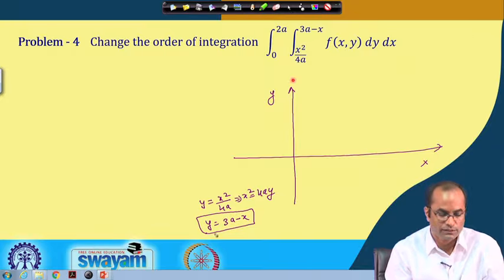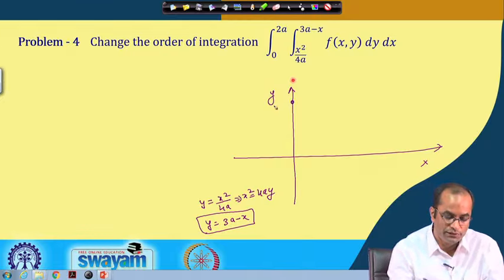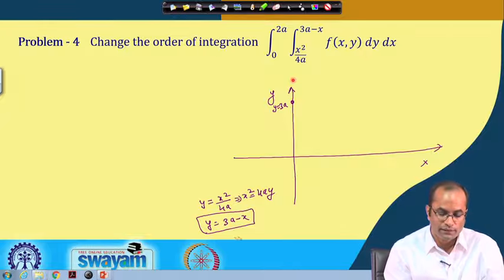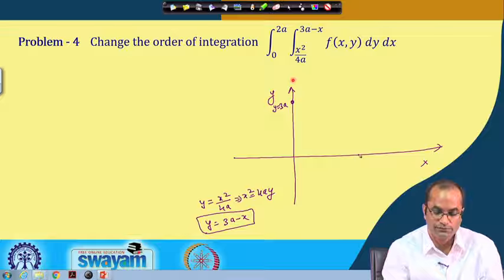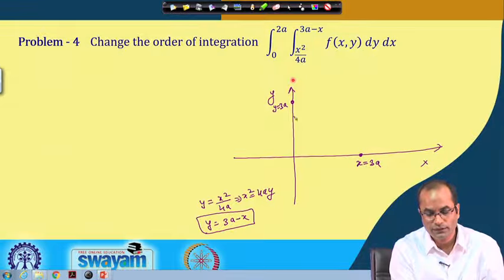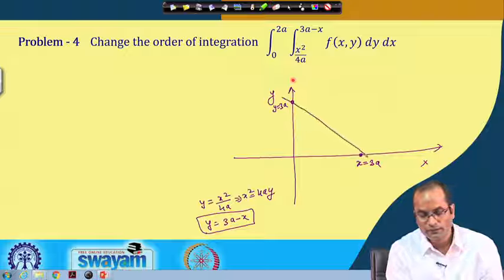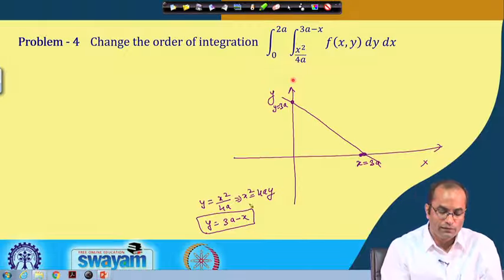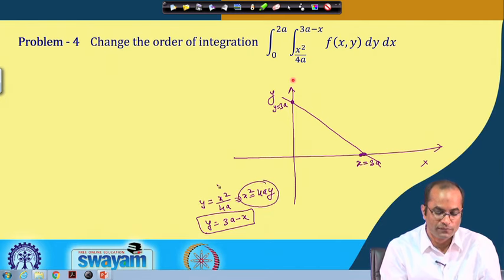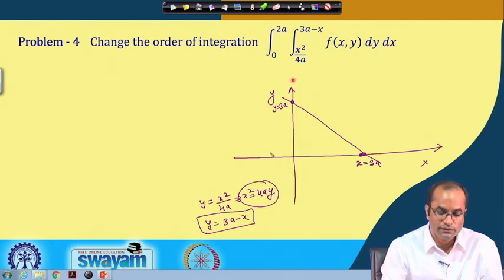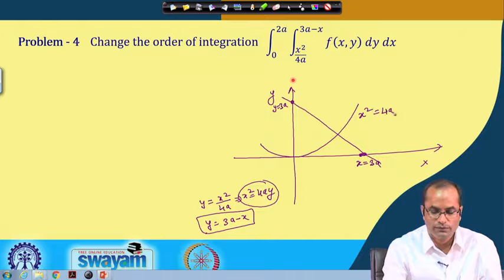So, let us draw first this line, and that will be x is 0. So, we have the 3a point here, y is equal to 3a, and when y is 0, x is 3a. So, here x is equal to 3a. So, this is the line, and now we have this x square is equal to 4a y. So, that is the parabola, x square is equal to 4a y.